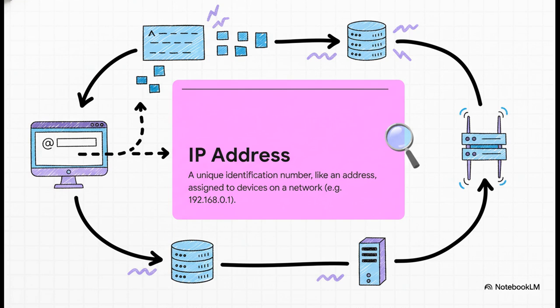See, computers don't do names, they do numbers. And that specific number is called an IP address. This is the real deal, the precise street address and zip code for every single device connected to the internet. Everyone is totally unique, which makes sure your data gets to the exact right place.